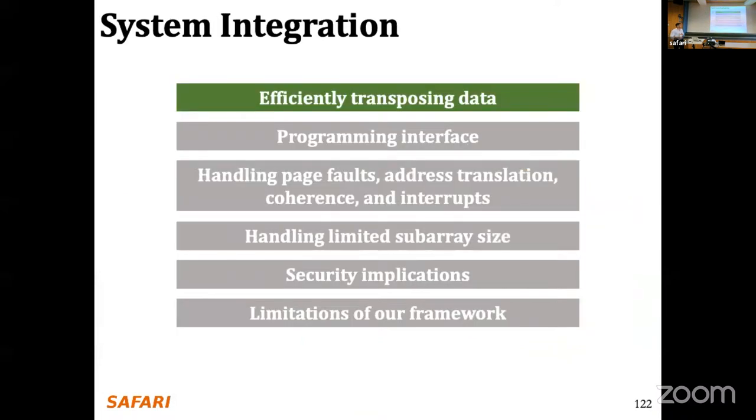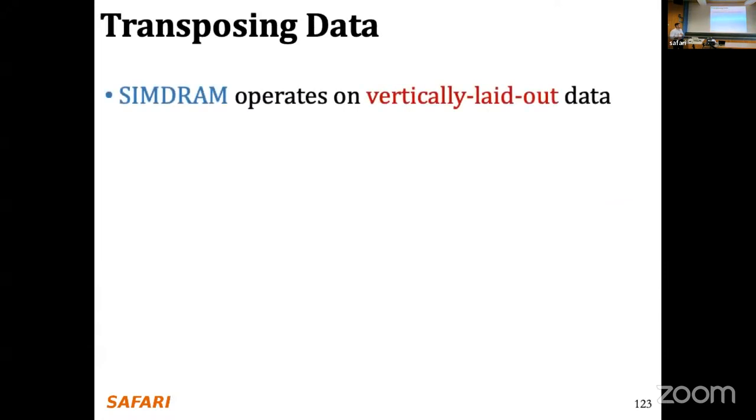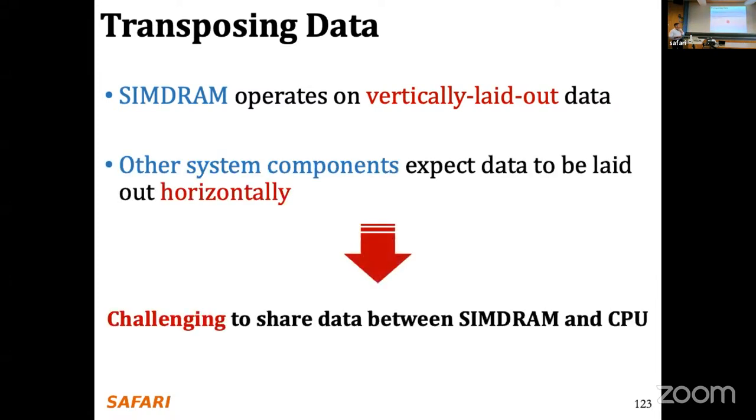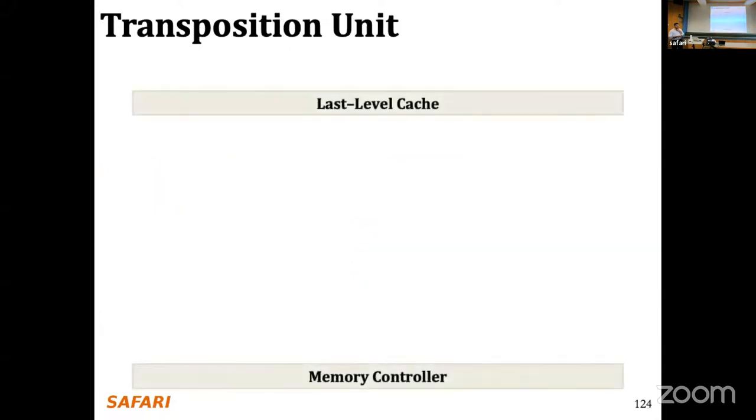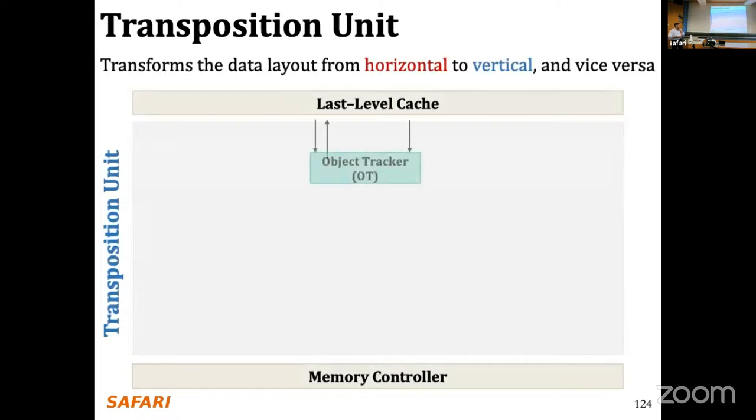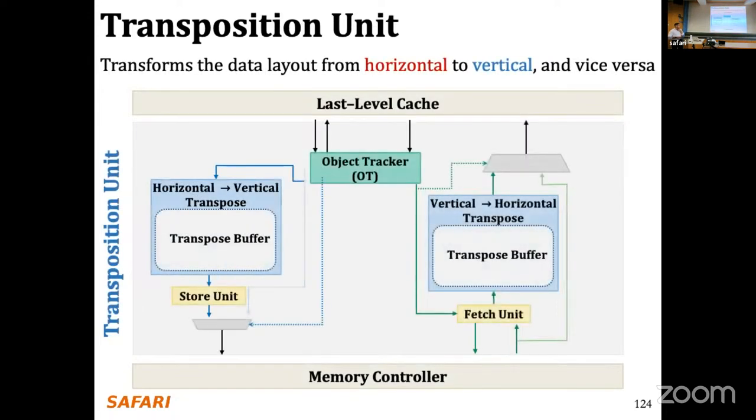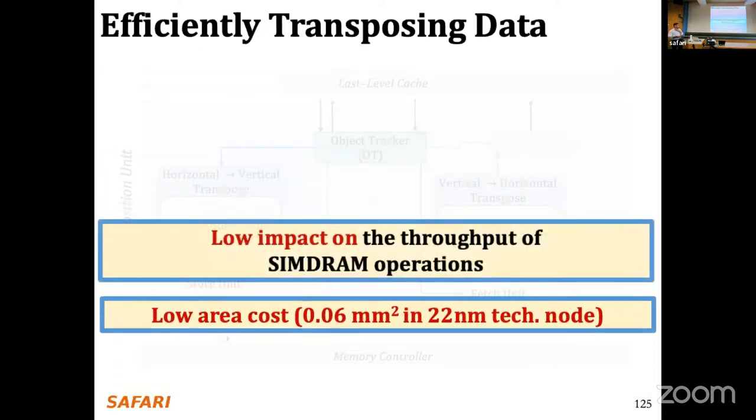In this paper, we also talk about a bunch of system integration aspects of processing using DRAM. I'm going to briefly talk about one of them here, which is transposing data. As I said in the beginning, we are assuming in this work that the data for processing using DRAM is laid out vertically inside the DRAM array itself, even though your system lays out data in a horizontal manner. So we need to have some hardware to convert from one format to another. We designed these transposition units that sit between the last level cache and the memory controller, and basically transpose the data from horizontal to vertical or vertical to horizontal efficiently. It has low impact on performance and also low area cost.